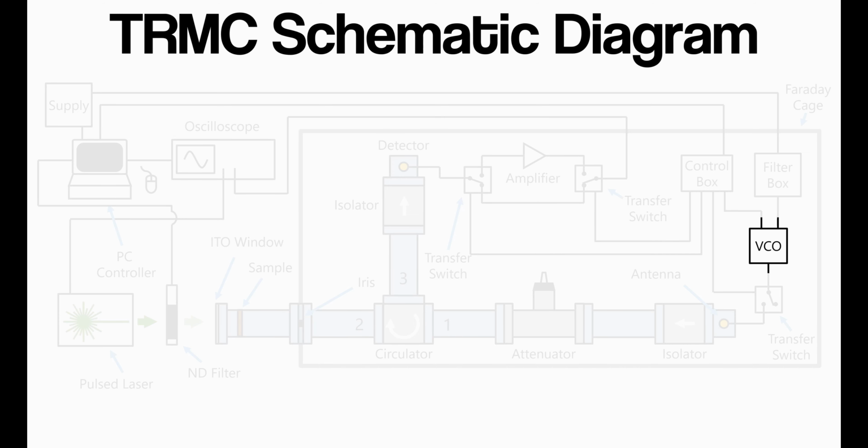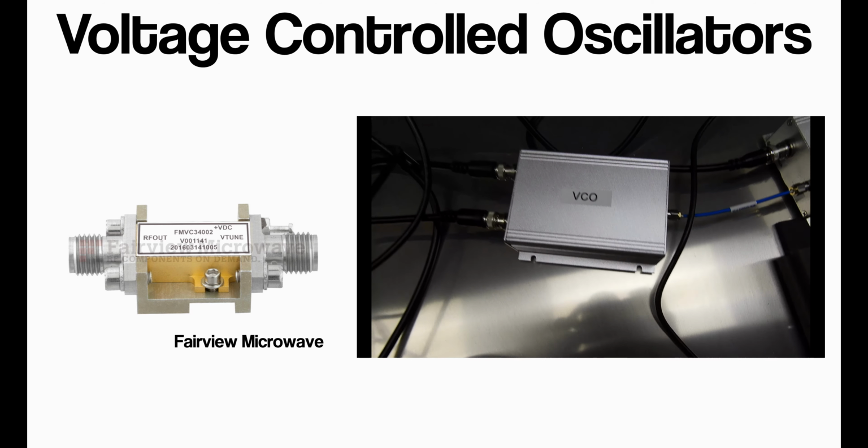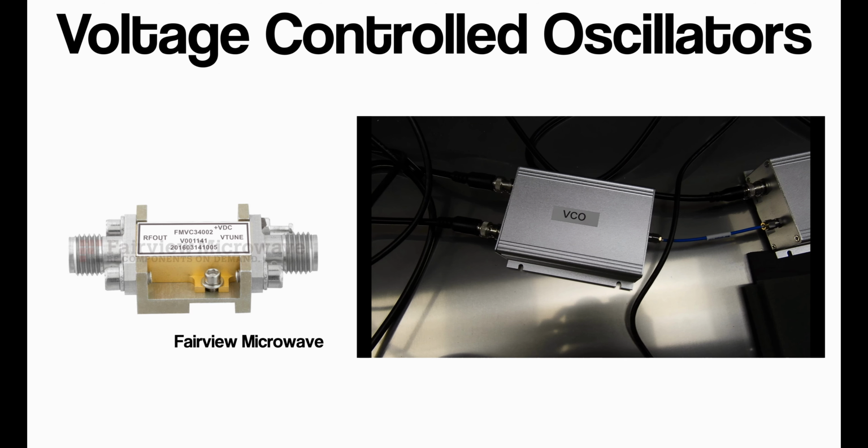And in our case we do that with what's called a voltage controlled oscillator. VCO is the acronym, and this is essentially just a signal generator. So in our case we have a VCO, voltage controlled oscillator. There are a range of different ways to generate electrical signals, and electrical signals in the gigahertz regime, which is typically what we're after for TRMC systems. We use something called a voltage controlled oscillator.